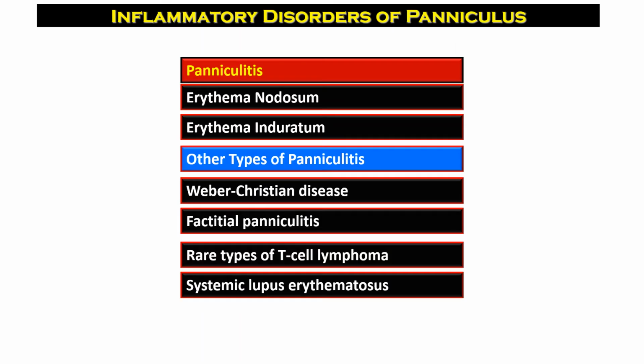The two common types of panniculitis are erythema nodosum and erythema induratum. The most common among these is erythema nodosum. While many other types of panniculitis are present, these include Weber-Christian disease, factitial panniculitis, rare types of T-cell lymphoma, and systemic lupus erythematosus.